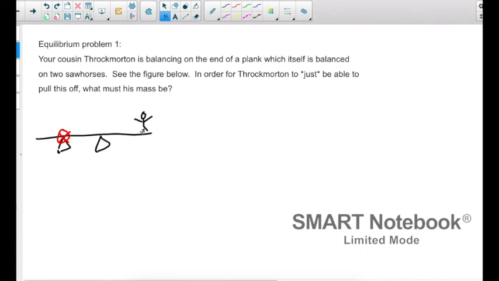I'm going to just draw some forces on here real quick. I know that gravity is acting on the plank right here. I know I have a normal force up right here. And I know that right here I have a force of contact from Throckmorton, which is just equal to his weight, the mass of Throckmorton times little g. So now when I go to write my torque expression, it's going to be a bit more complicated.